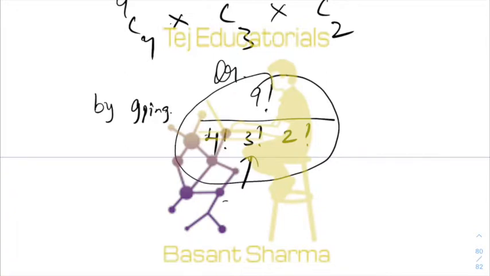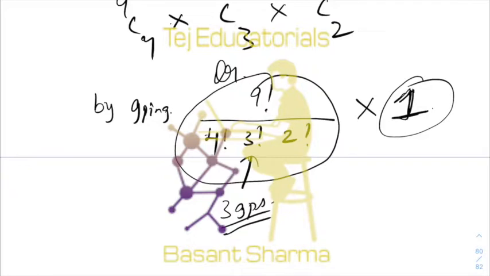Now we have 3 groups, right? Now we want to distribute them amongst A, B, and C. But there is only one way of doing so, because the group of size 4 must go to A, group of size 3 must go to B, and group of size 2 must go to C. So there is only one way of distribution. Don't multiply it by 3 factorial. That would be wrong, because A can get only a group of size 4, B can only get a group of size 3, and C can only get a group of size 2.